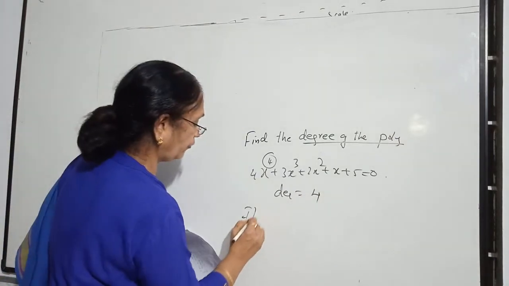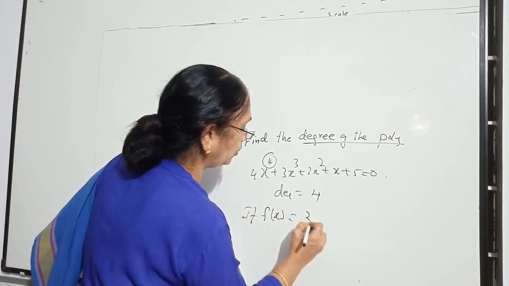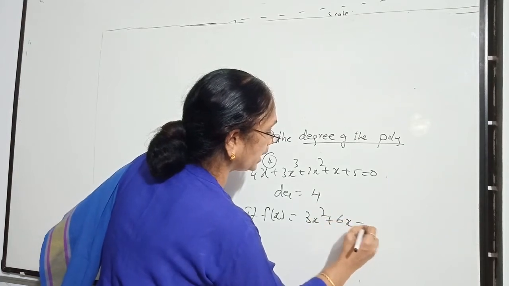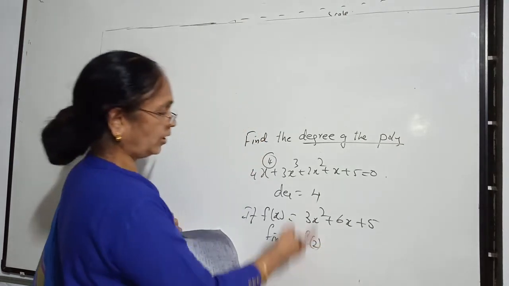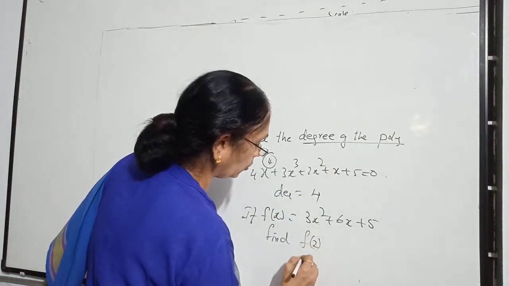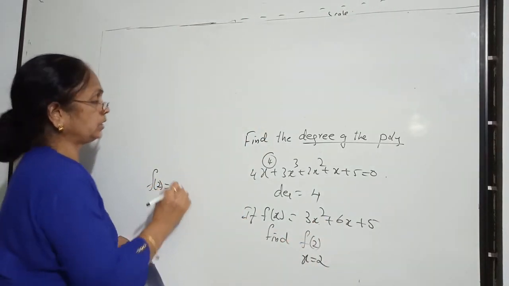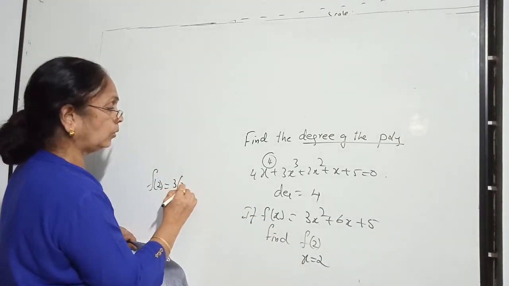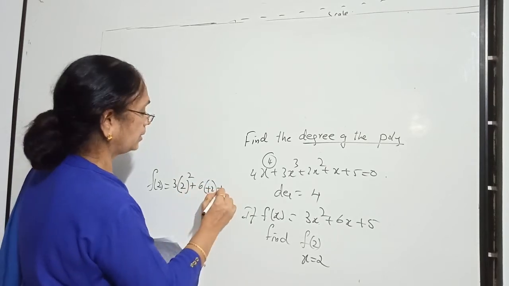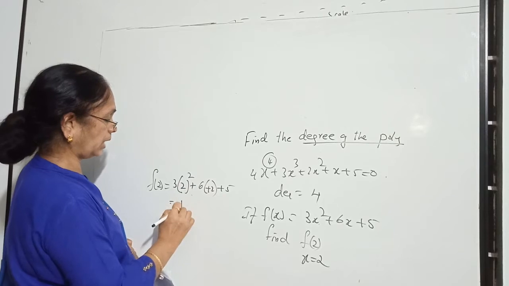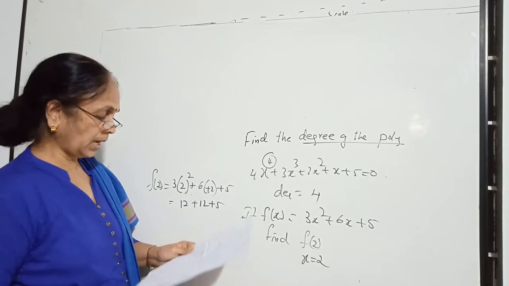Then again, if p of x or f of x is equal to 3x square plus 6x plus 5, find f of 2. What is the meaning of this? Where there is x, you are putting 2. Put x is equal to 2. Here f of 2 is equal to 3 into 2 the whole square plus 6 into 2 plus 5. So 2 square is 4, 4 3s are 12, plus 6 into 2 plus 5. Here 12 plus 5. Add it and write the answer.